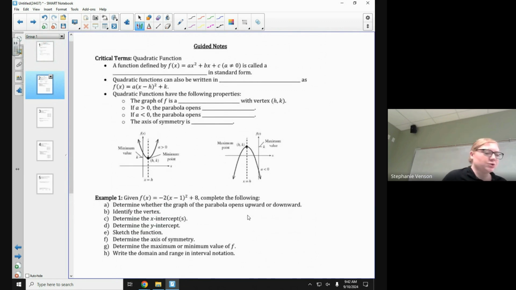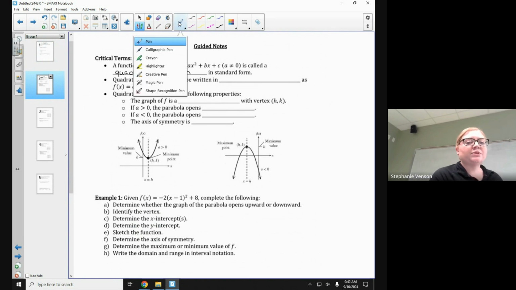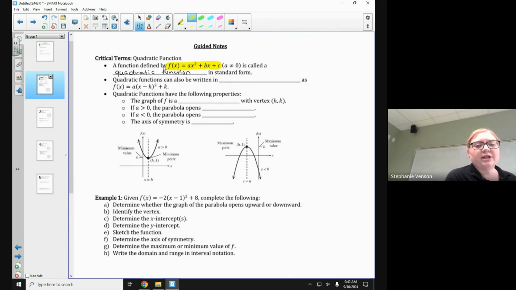So let's start on our actual notes about quadratic functions. A quadratic function defined by f of x equals ax squared plus bx plus c, where a is not equal to 0, is called a quadratic function in standard form. We're going to learn 2 forms of quadratic functions. You have your standard form here, f of x equals ax squared plus bx plus c. But then we also have vertex form.